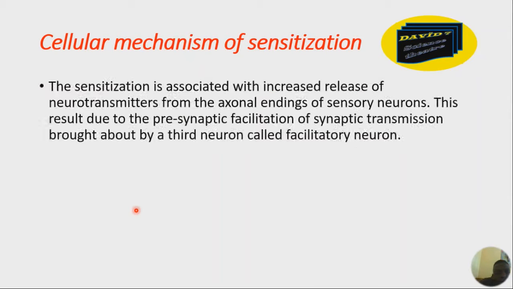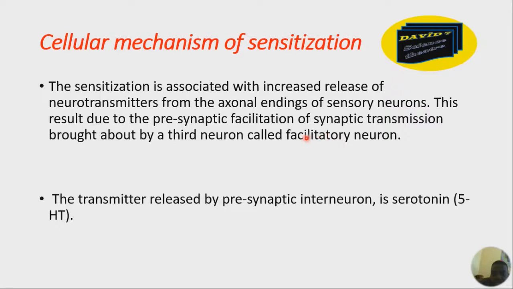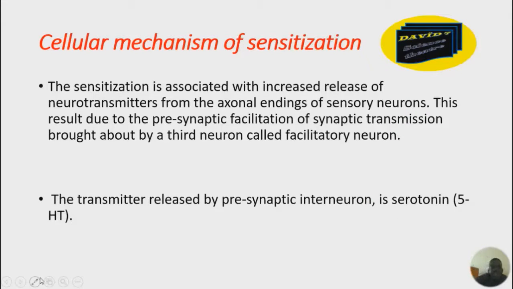Let's talk about the cellular mechanism of sensitization. 1. It is associated with increased release of neurotransmitters from axonal endings of sensory neurons. This result is due to presynaptic facilitation. This is the major reason. Presynaptic facilitation of synaptic transmission, brought about by a third neuron, which we call a facilitator neuron. Yeah, this facilitator neuron is the reason we have sensitization. So the transmitter released by the presynaptic interneuron, the neurotransmitter, is usually serotonin or 5-hydroxytryptamine. Okay, that is released by the facilitator neuron.